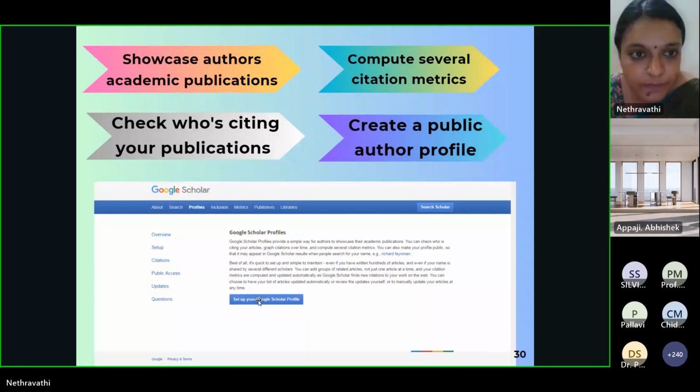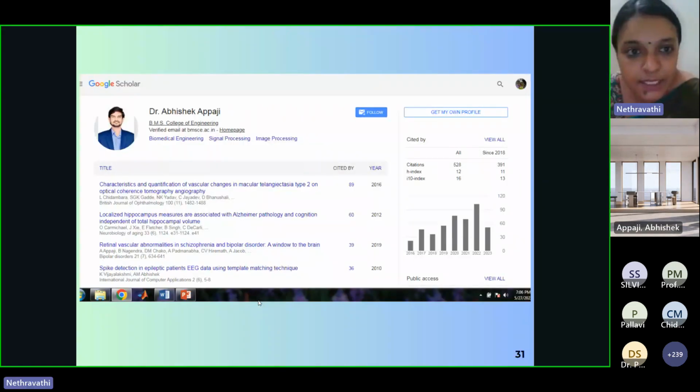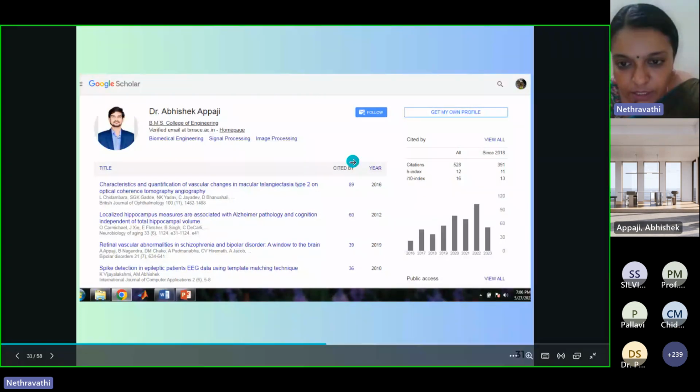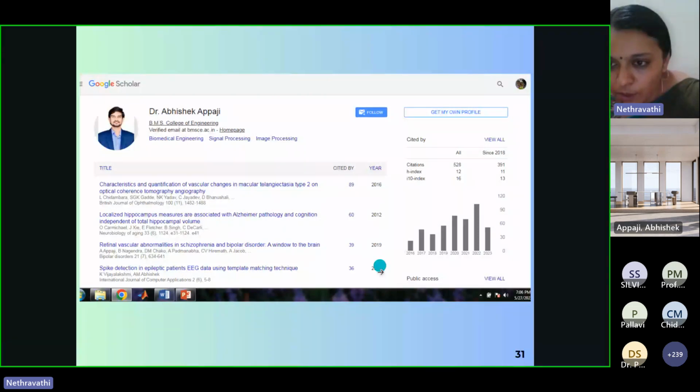Again, I'm taking Abhishek's Google Scholar profile. Here you can see the basic homepage, Abhishek, his affiliation and the field he works in, and this is a list of the journals. Here you can see how many citations he has received and in which year the papers were published. This is what is called citation metrics. You can see the total overall citations, what is the H index, and what is the I-10 index of Abhishek. And these are the number of citations received per year.